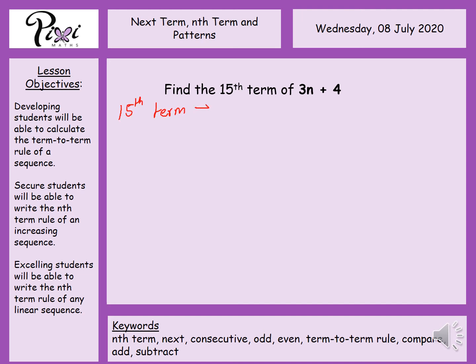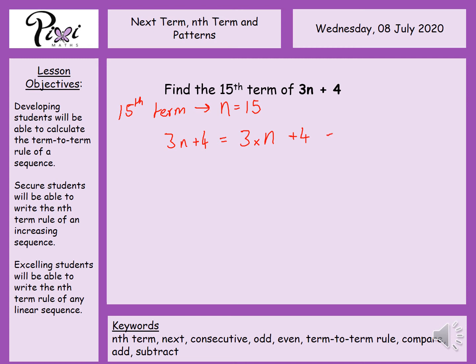So that tells us we're looking for the 15th one, so that is n equals 15. Then from there, we write out the sequence, 3n plus 4, and then we'll write it out in full. So it's 3 times n, and then plus 4. And it's important that we do the 3 times n first because of BIDMAS.